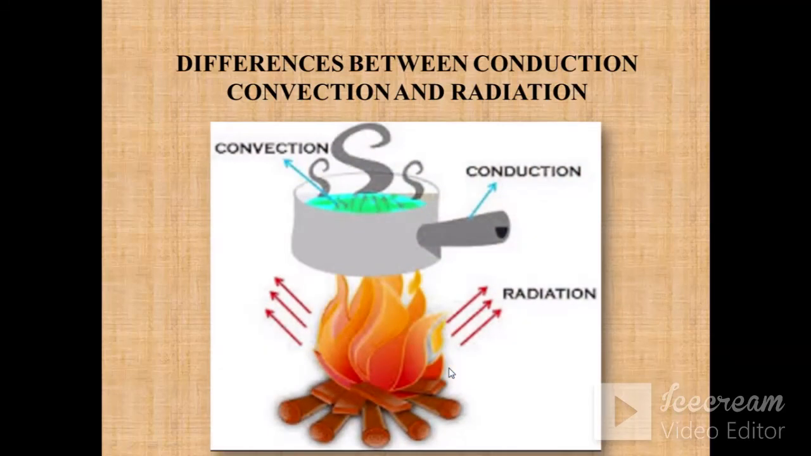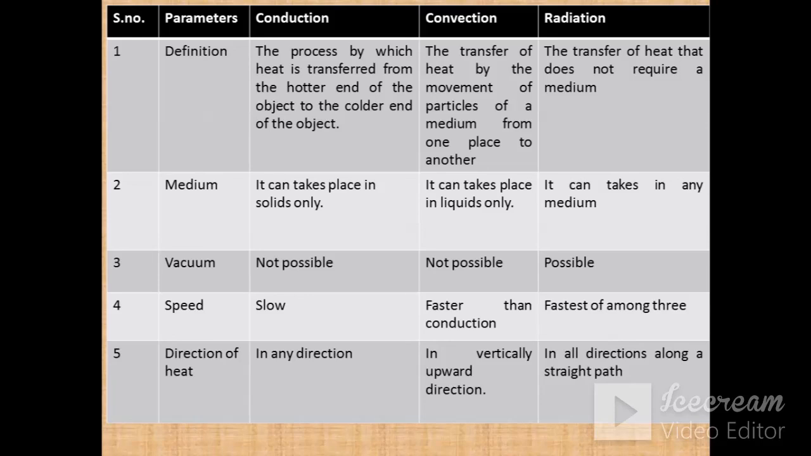Now at the last, let's see the differences between conduction, convection and radiation. We all know that conduction always takes place in a solid medium, and in this no actual movement of the particles takes place, so it requires a medium. Whereas in case of convection, actual movement of the particles of matter takes place, and again it requires a medium, that is fluid. But radiation does not require a medium. Radiant heat can travel at the speed of light, and it can travel to any point in space. So these are a few differences between conduction, convection and radiation.